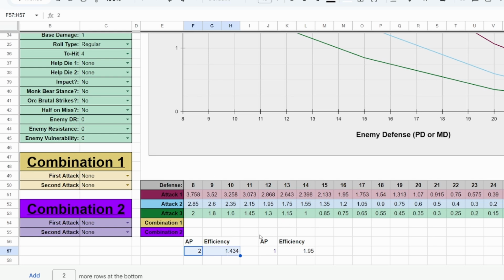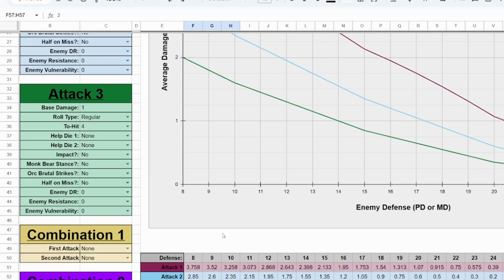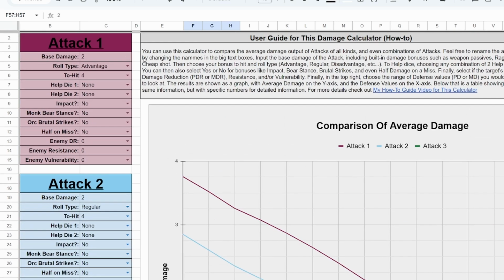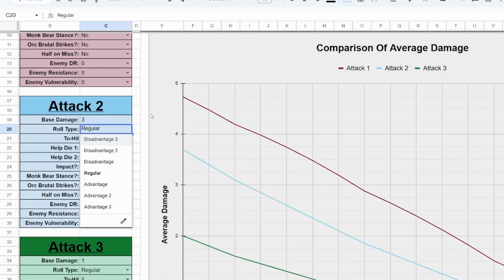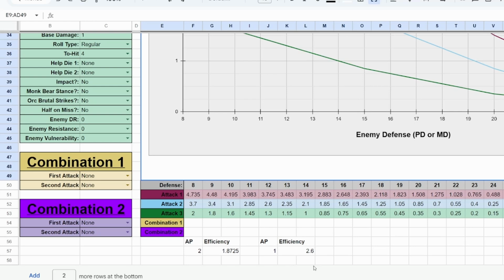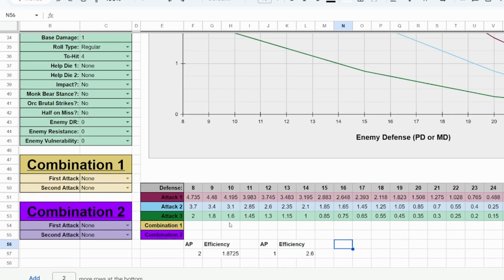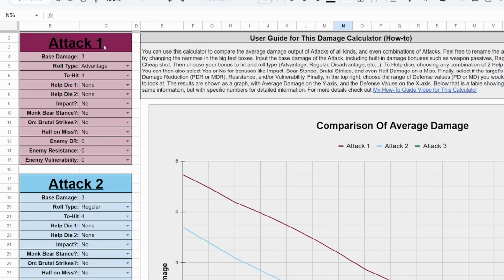So here's our idea of AP efficiency. We can think about, okay, what would we need to break even here? Let's say I had a 3 base damage attack. That could be a heavy weapon with the weapon passive kicking in, right? Well, now AP efficiency is 2.6 for the regular attack, and it's 1.8725 for the advantage attack. So still, even as we increase the base damage, we can see the gap is shrinking a bit. In fact, we could test a hardcore scenario that's not really going to happen.